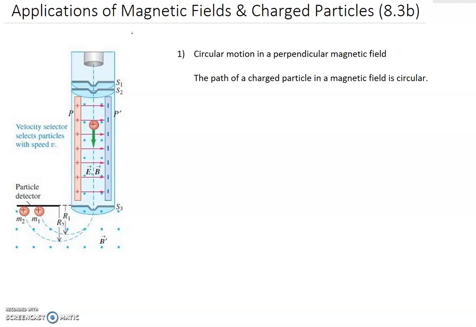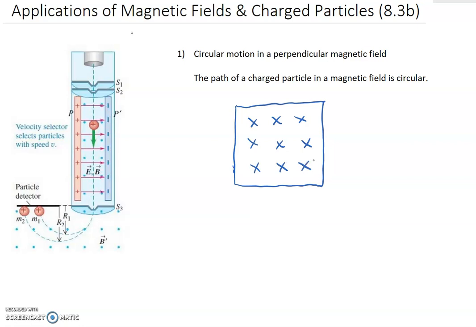So the first thing I want to point out is that if we have a magnetic field that's perpendicular to the direction of a charged particle, then we get circular motion. So let's see what this actually looks like. The path of a charged particle in a magnetic field is circular. So if I was to draw just this two-dimensional shape, I'm going to have a magnetic field that's going into the page across this entire sheet. And what I'm going to do is bring a charged particle, let's say a positively charged particle, into this magnetic field.